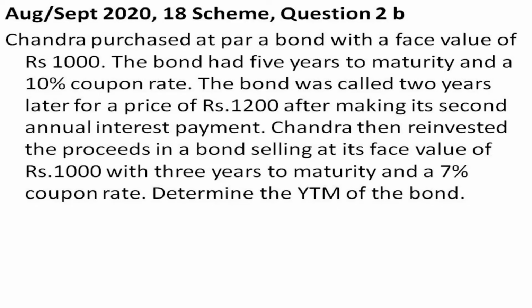Chandra purchased at par a bond with a face value of ₹1,000. The bond had 5 years to maturity and a 10% coupon rate. The bond was called 2 years later for a price of ₹1,200 after making its second annual interest payment. Chandra then reinvested the proceeds in the bond, selling at a face value of ₹1,000 with 3 years to maturity and a 7% coupon rate. Determine the YTM of the bond.